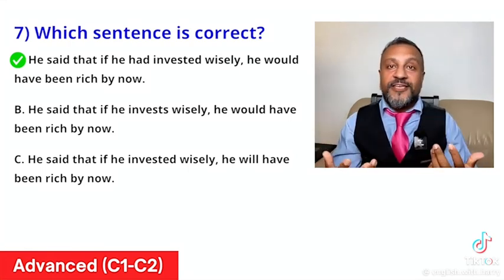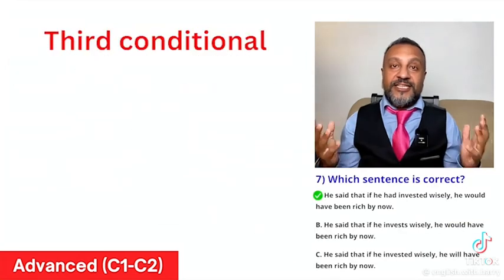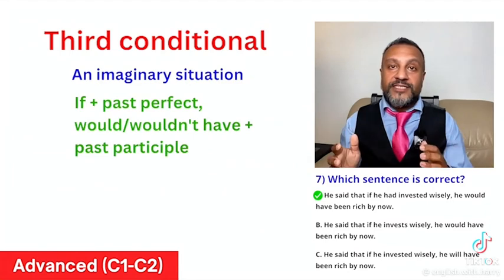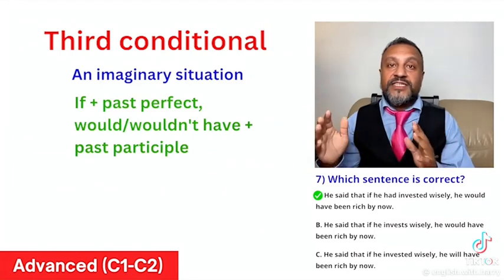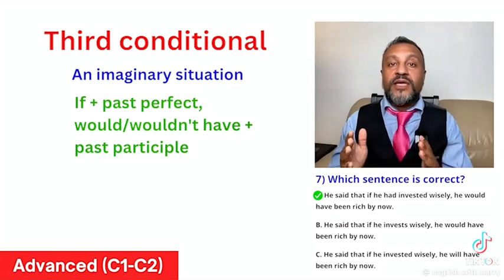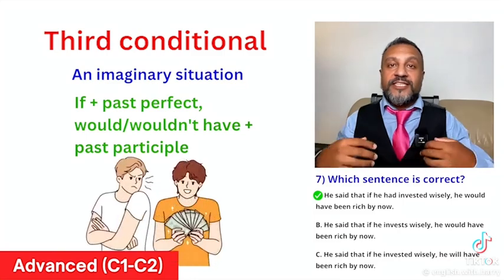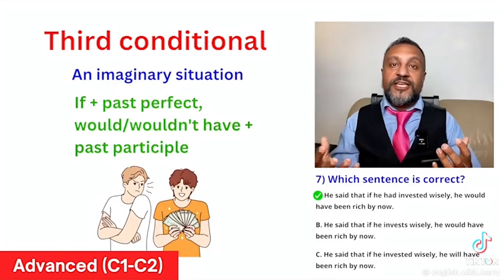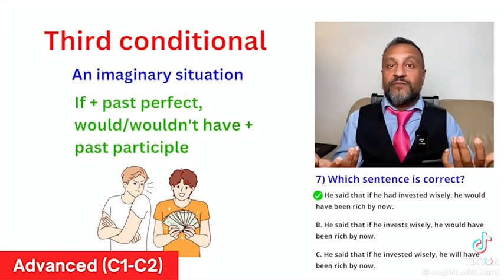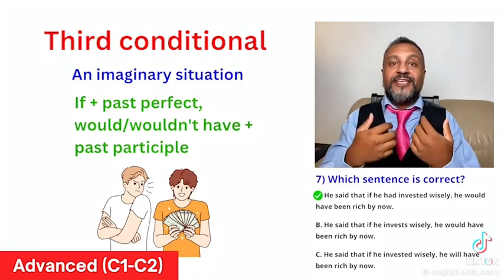But why? This is the third conditional. We have an if clause, the past perfect, if he had invested wisely. We have the main clause would have plus the past participle. This shows an imaginary situation. If he had invested in the past, he would have been rich by now, but he isn't.